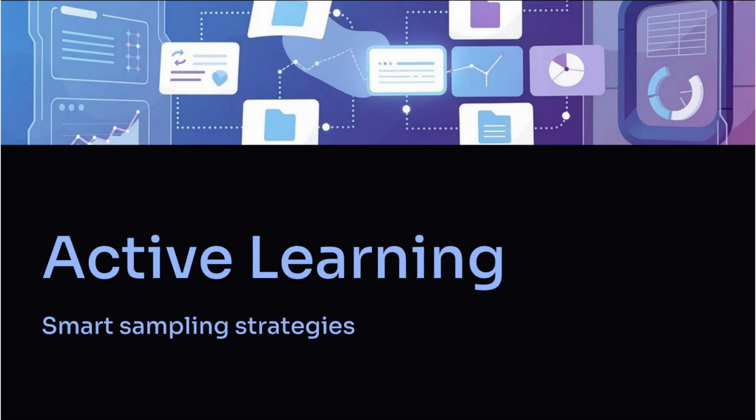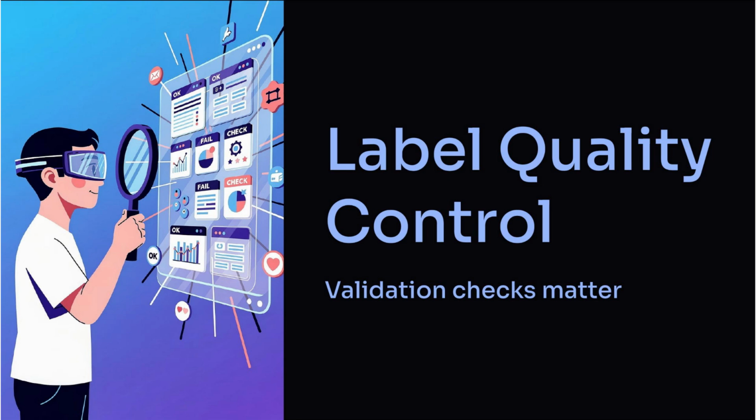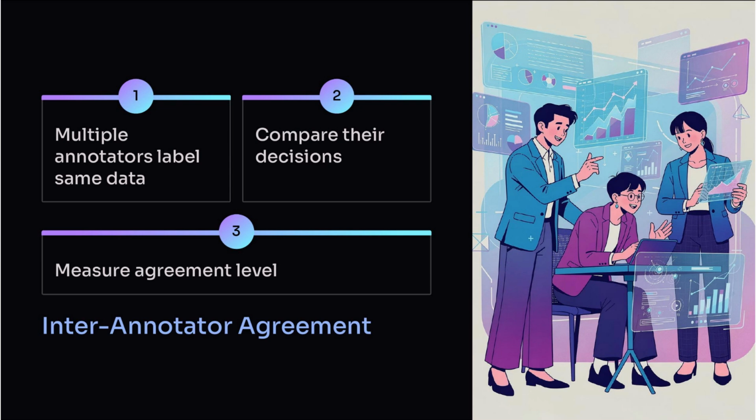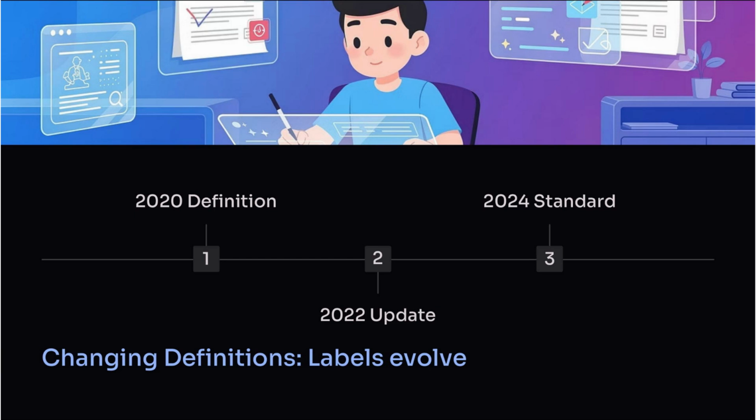Active learning reduces costs by focusing labeling on uncertain cases. Human-in-the-loop systems combine automation and oversight to maintain quality. Quality control detects errors early. Reviews improve reliability. Inter-annotator agreement measures consistency. Low agreement signals ambiguity. Ground truth is context-dependent. Definitions vary across tasks. Labels may change over time. Updating ground truth is necessary.